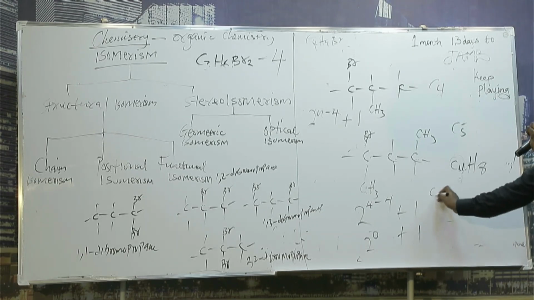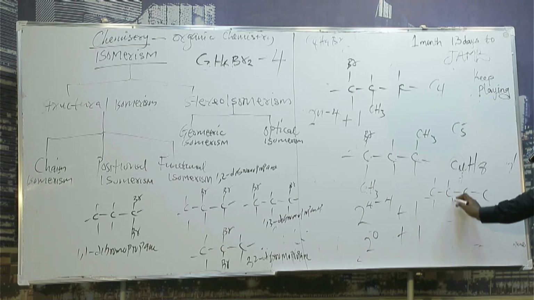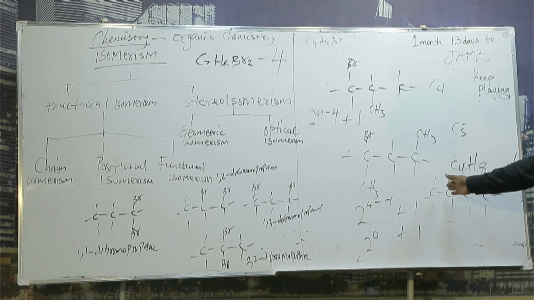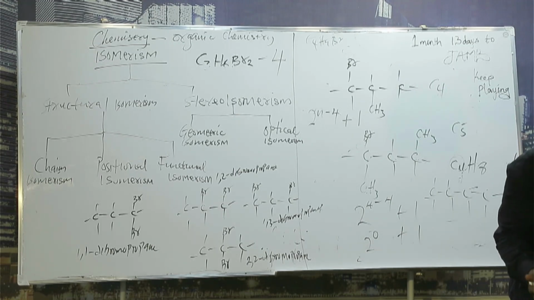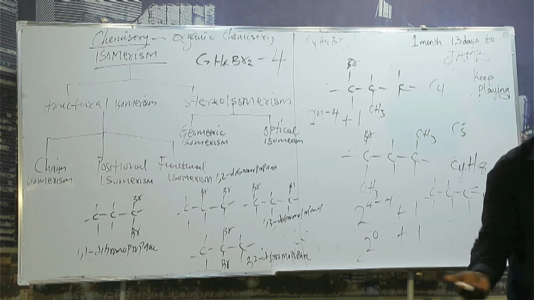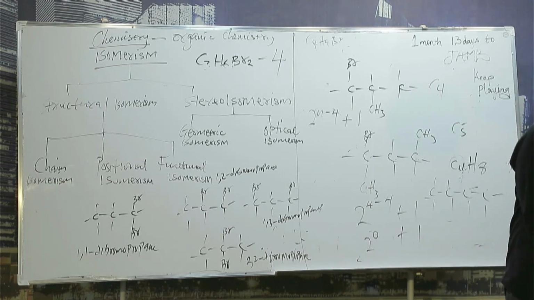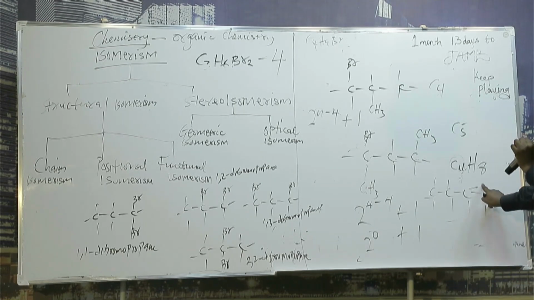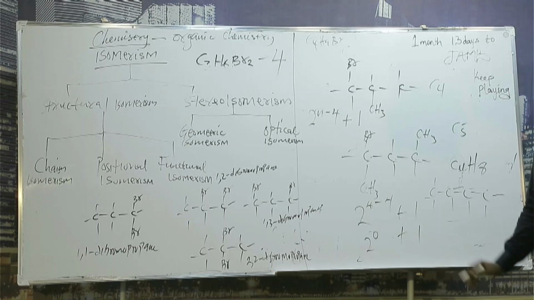Let me number the carbons 1, 2, 3, 4. The double bond can go in position 1, or you shift it and put it in position 2. What type of isomers are they? Positional isomers. The functional group is the double bond. Now it is in position 1; if I shift it here, it becomes but-2-ene. So but-1-ene and but-2-ene, the two are positional isomers.